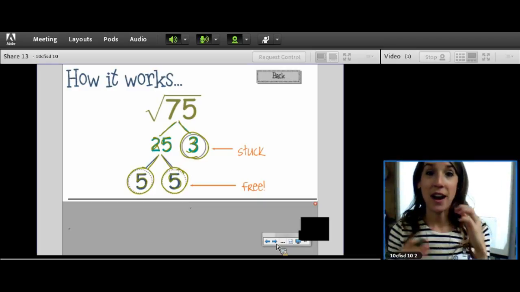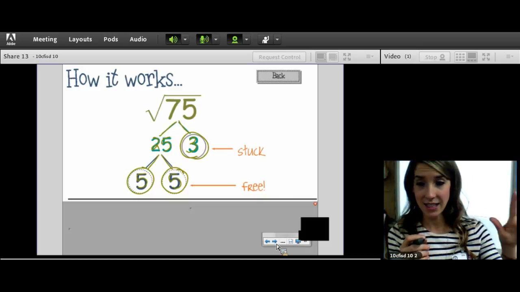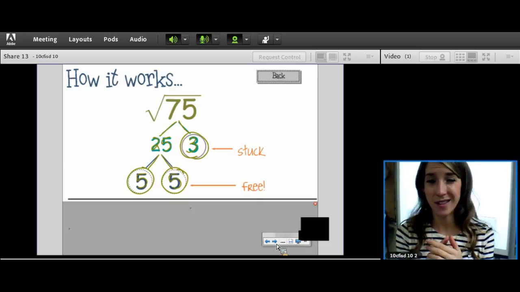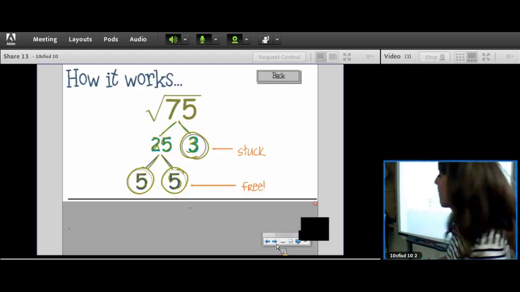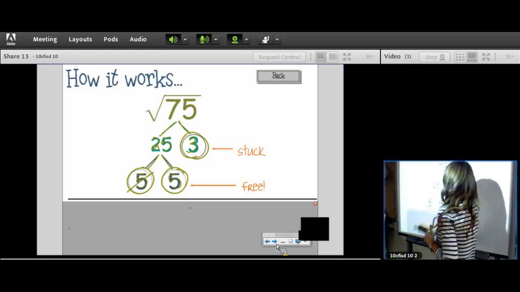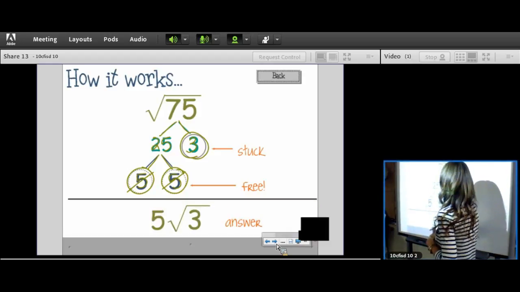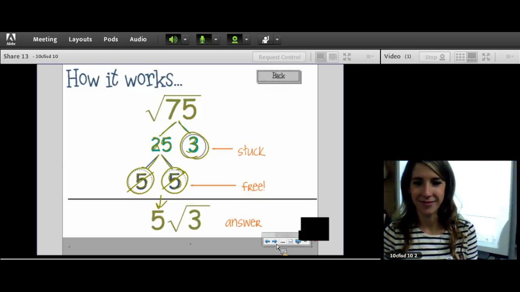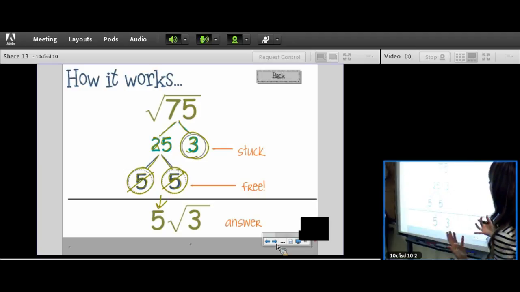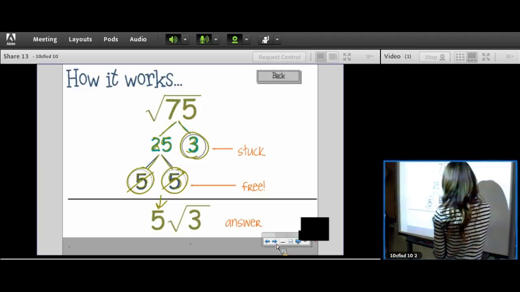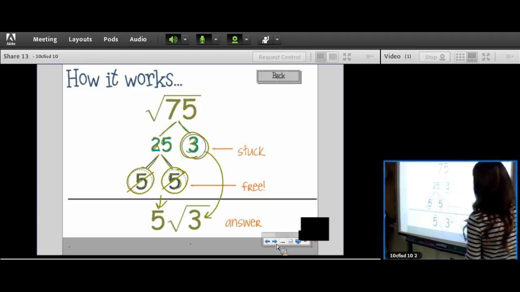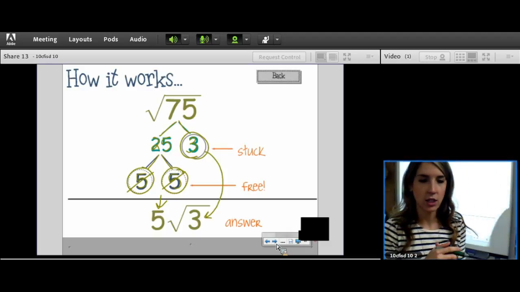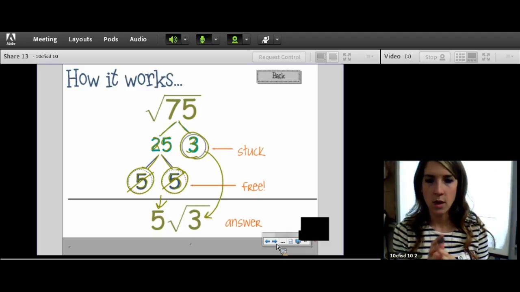Now, remember, if they find a buddy, they can escape. If they don't find a buddy, they're stuck forever. 5 found a buddy. So we cross it out, and we write it on the outside. 3 is stuck in jail forever, no escape possible. So the answer is 5 root 3. Pairs get to escape, singletons stay in jail.